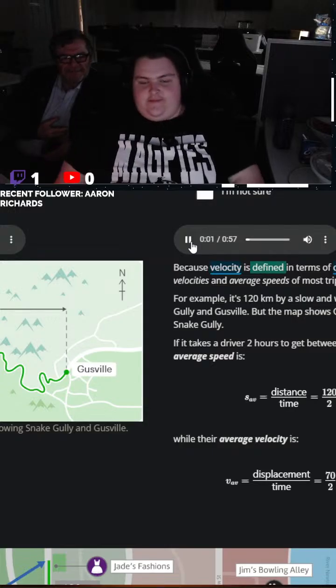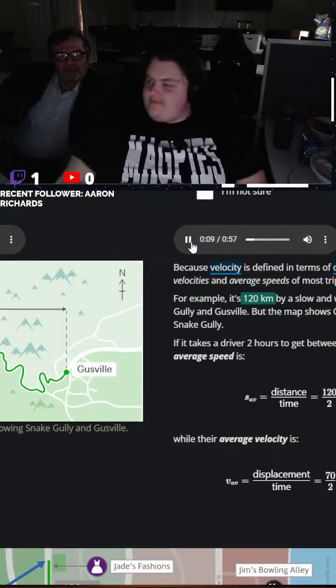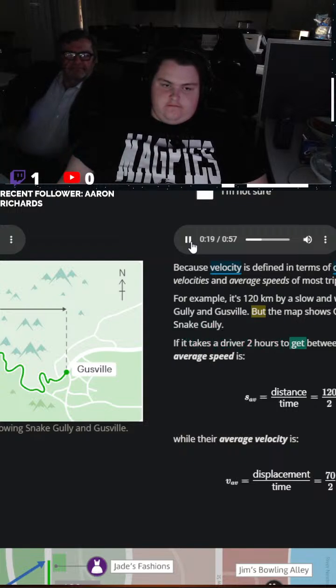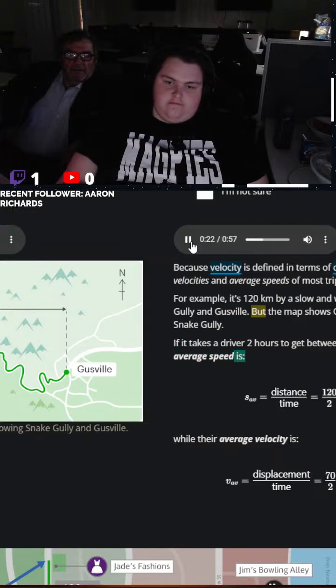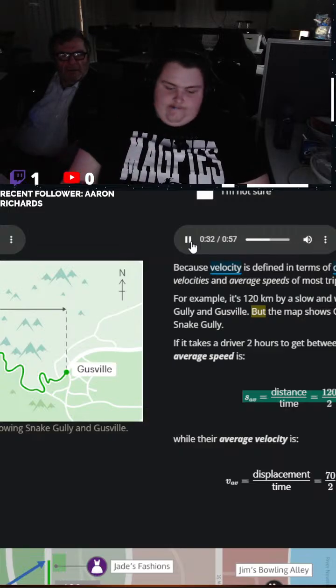Because velocity is defined in terms of displacement, the average velocities and average speeds of most trips are different. For example, it's 120 kilometers by a slow and winding road between Snake Gully and Gusville. But the map shows Gusville is only 70 kilometers east of Snake Gully. If it takes a driver 2 hours to get between the towns, then their average speed is v_av = distance over time = 120 over 2 = 60 kilometers per hour.